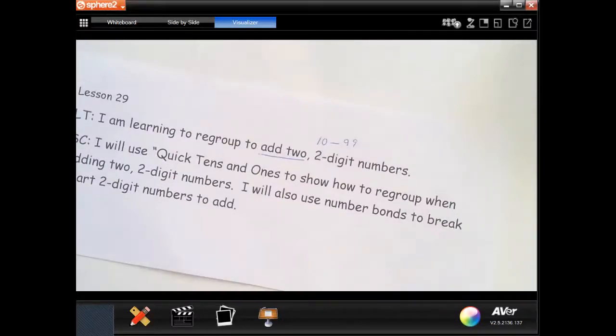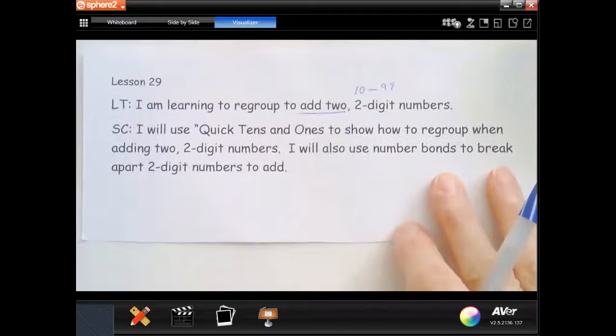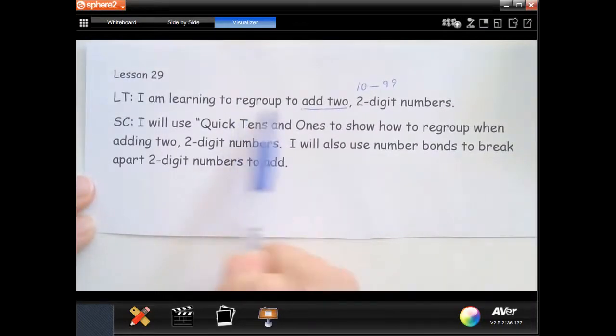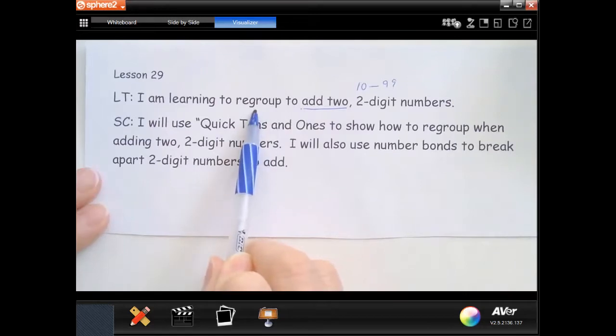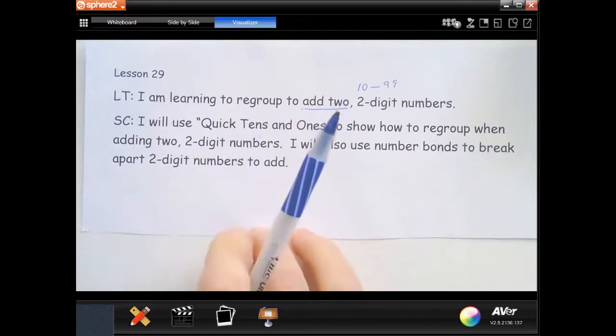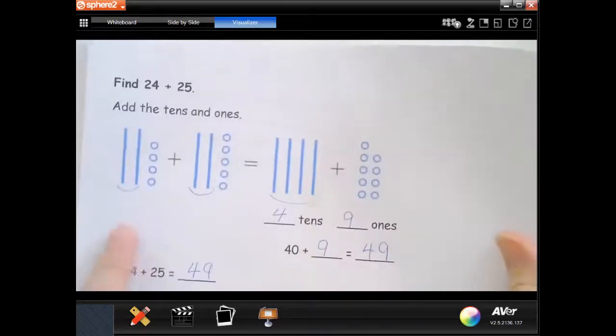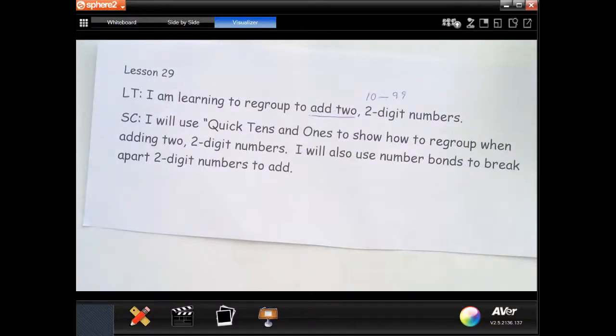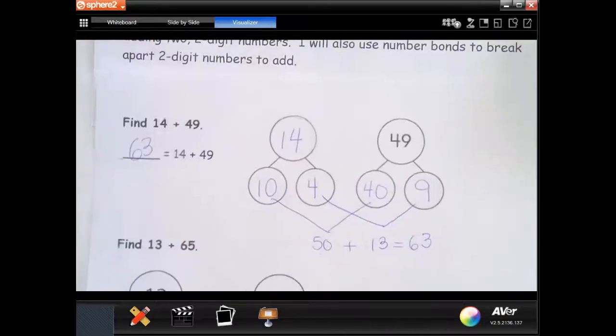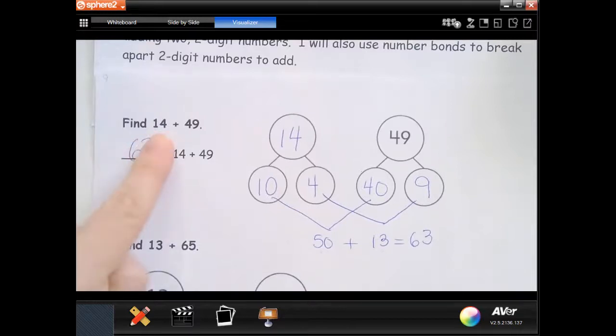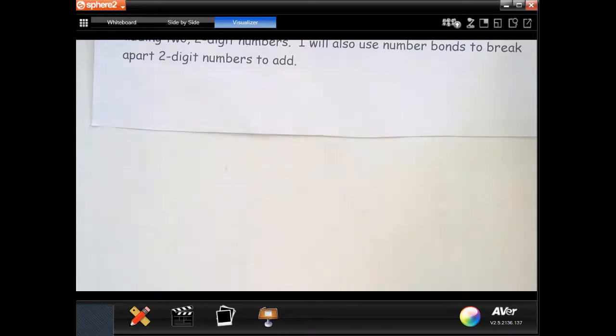So let's see, did we meet our learning target again? I think we did. I'm learning to regroup to add 2-digit numbers. We talked about how to put groups of 10 ones to make another 10. We used quick tens and ones to show how to add two-digit numbers. There was our quick tens and ones to add it. We also used the number bond strategy to find the sum of two-digit numbers.